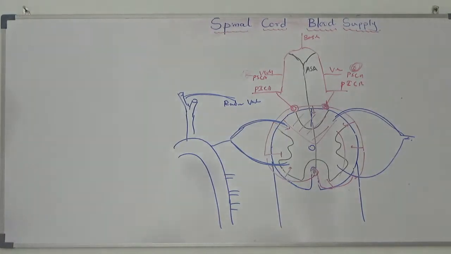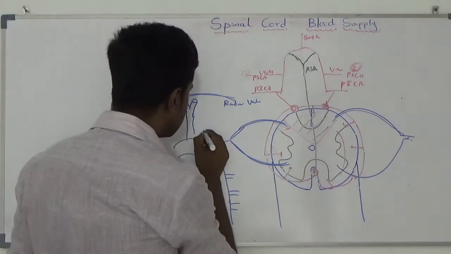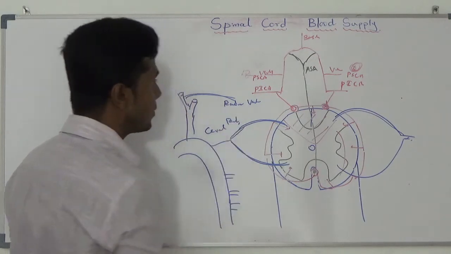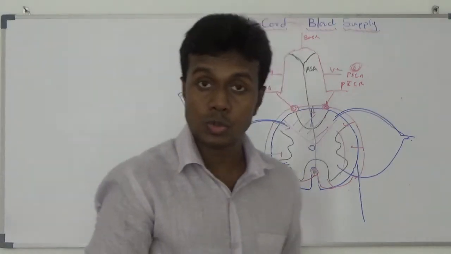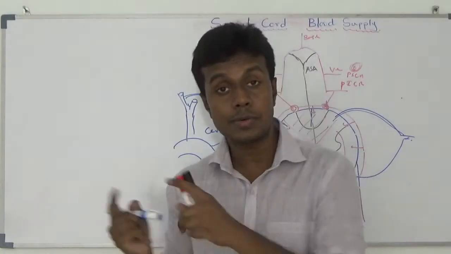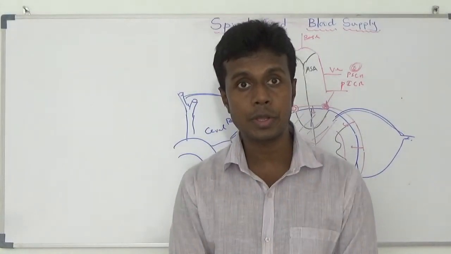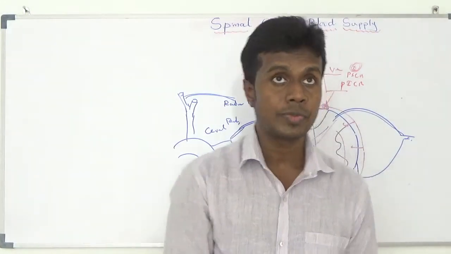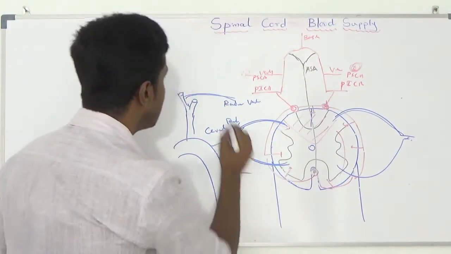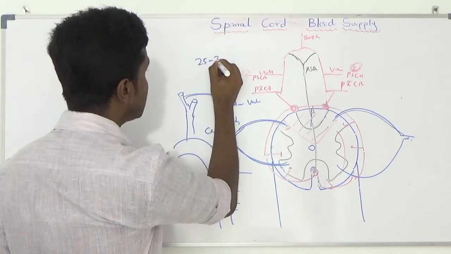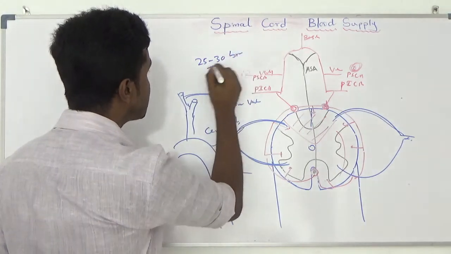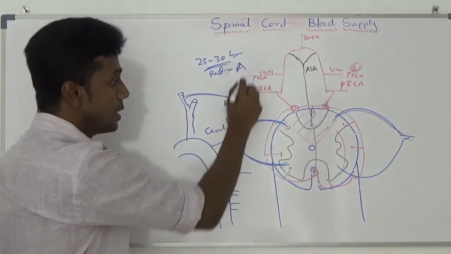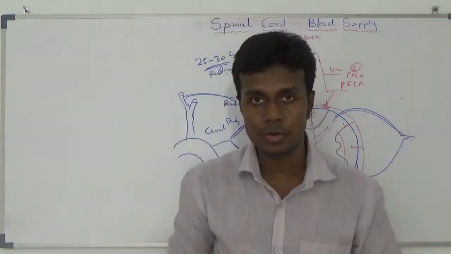Radicular vertebral artery. From the cervical area, the cervical radicular artery, the vertebral radicular artery going to supply your spinal cord. The thoracic radicular artery is also going to supply your spinal cord. Roughly 25 to 30 branches of these radicular arteries are going to nourish your spinal cord blood supply.